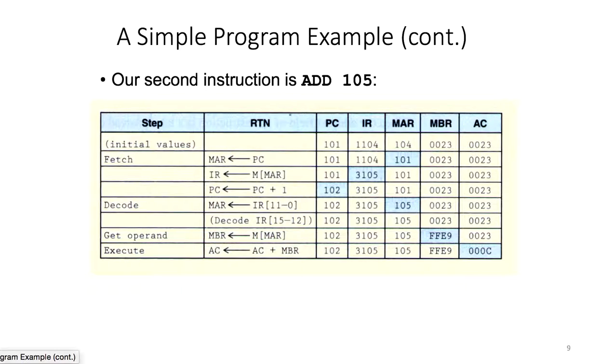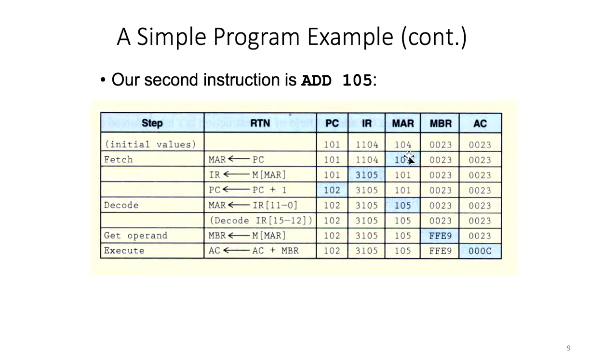So here is another detail of the second instruction, add 105. Basically now we have the program counter with the value of 101, the instruction register with the value of 104, the memory address register with the value of 104, the memory buffer register with the value of 0023, and the AC with the value of 0023.